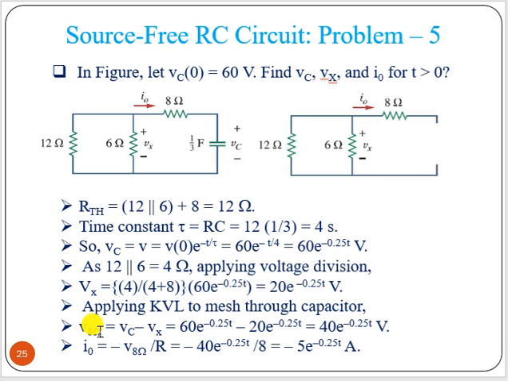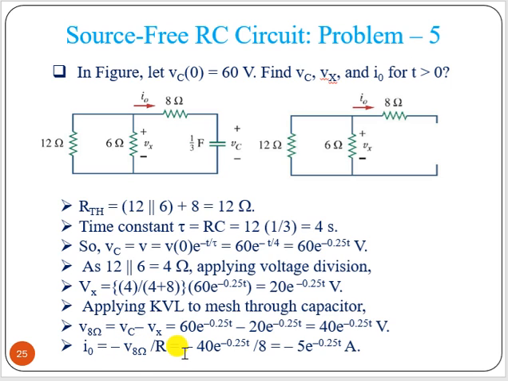Now if you know Vx, we can find out the value of Vc. Vc is nothing but, the voltage drop across 8 ohm equals Vc minus Vx. If you apply KVL in this loop, then we can find out. So you know Vc, you know Vx, so you can find out the voltage drop across the 8 ohm resistor. Then current I0 is nothing but that 8 ohm resistor voltage divided by R.